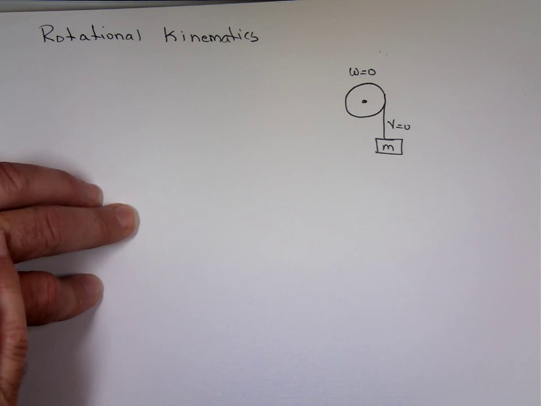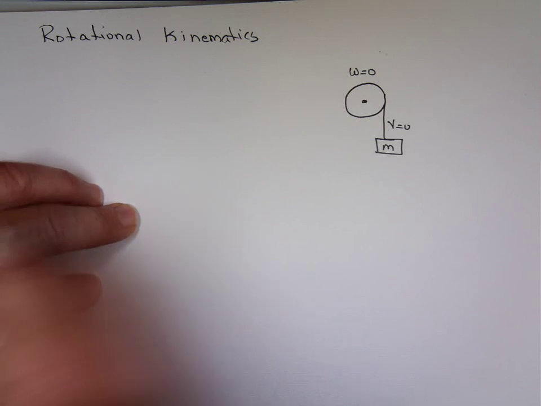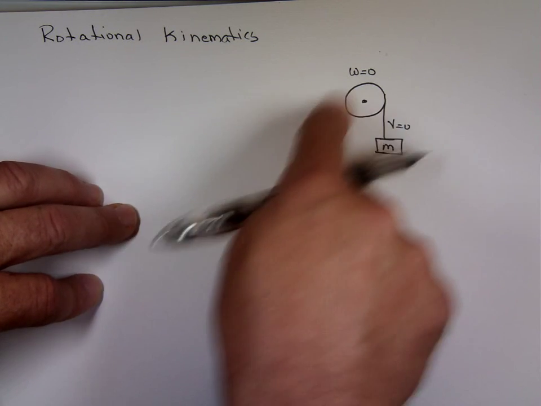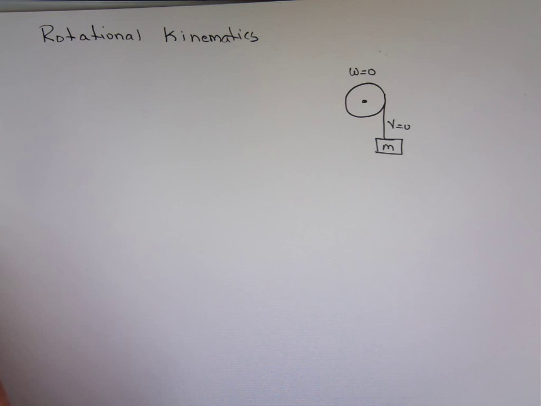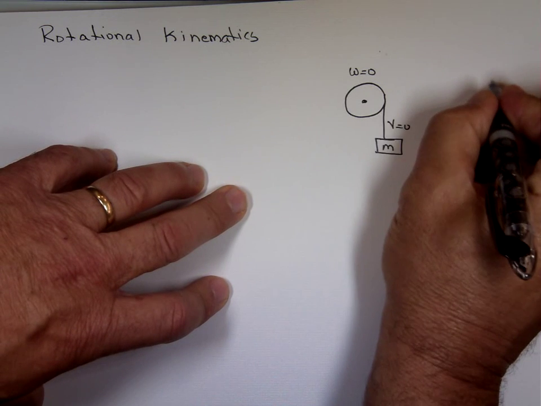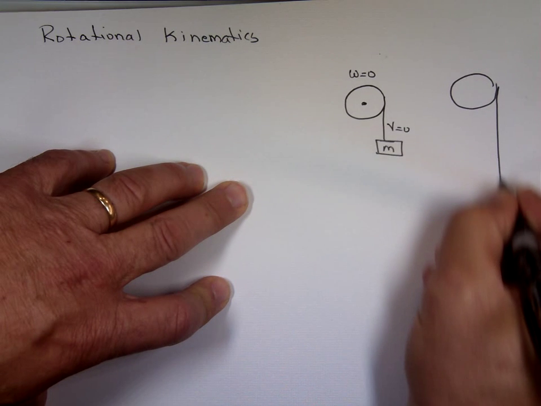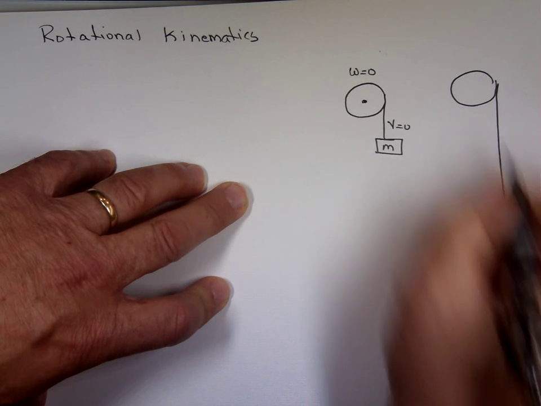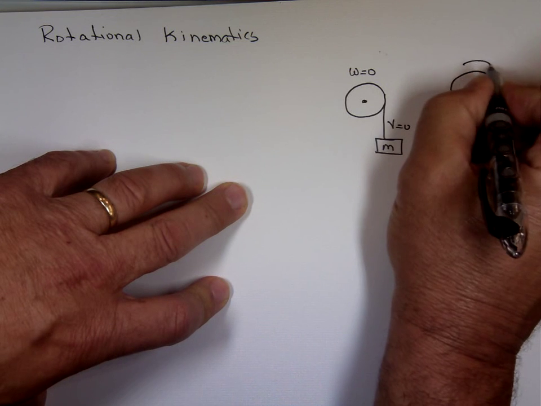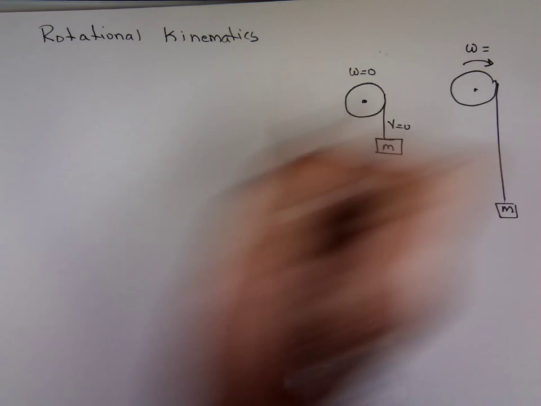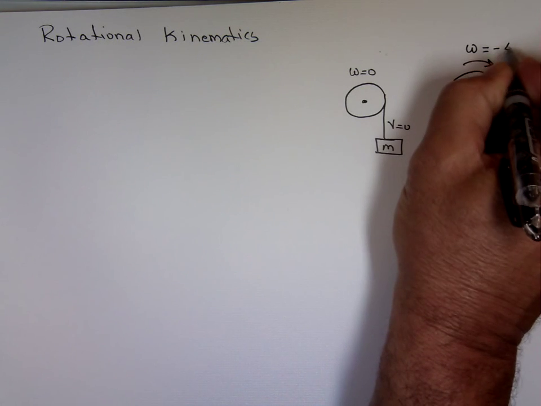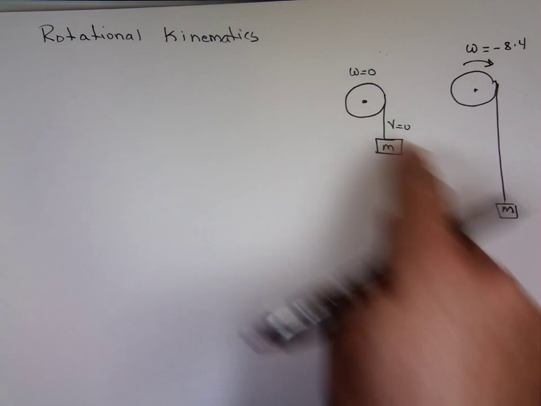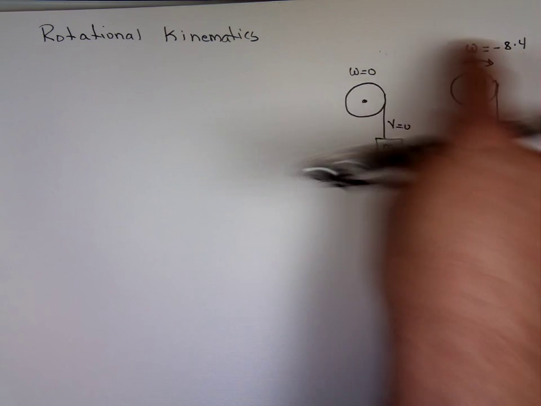Well, the way I drew that, which way is the pulley going to move? Clockwise, right? That means my angular speed will be negative, just like theta. If you go clockwise, that's negative. Counterclockwise, that's positive. So what's going to happen now is that this weight is going to go down, and this is going to be spinning in this direction. So W in this case will be, let me give you some number here, negative 8.4 rad per second. Again, the reason it's negative, it is going which way? Clockwise, spinning clockwise.